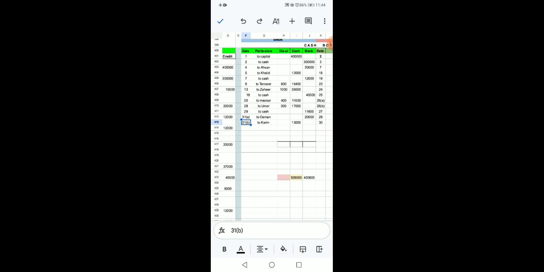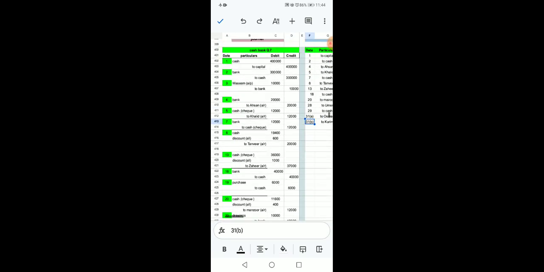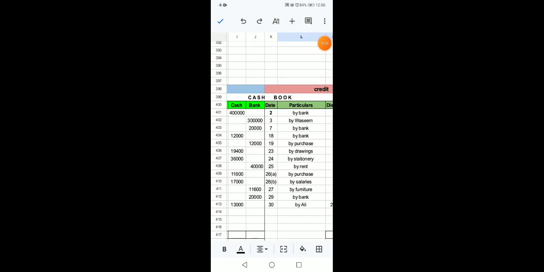So all the journal entries are posted. These many journal entries were present in your question, and step by step you have posted all the journal entries in the cash book. Now it's time for the balance. Let's start it. Alright guys, all entries have been posted into the cash book, and there is a very interesting thing to be shared with you.